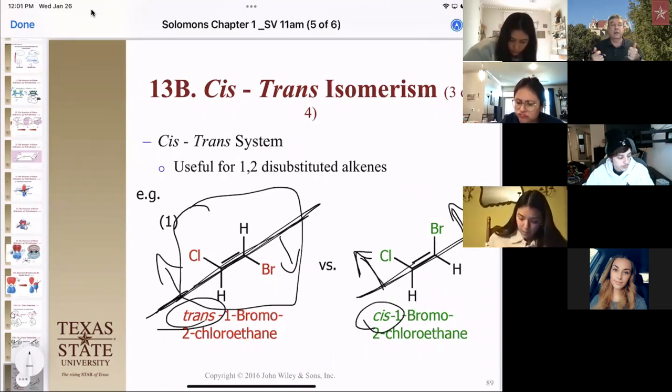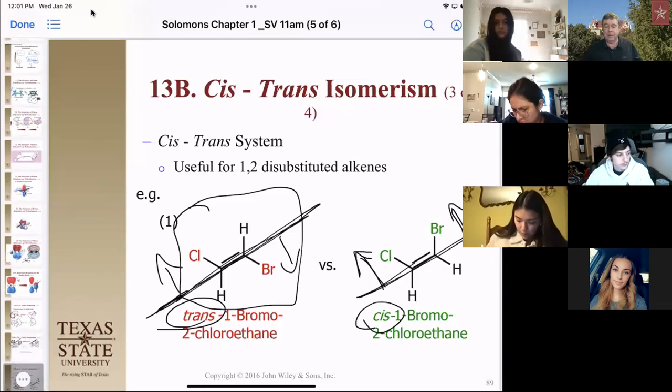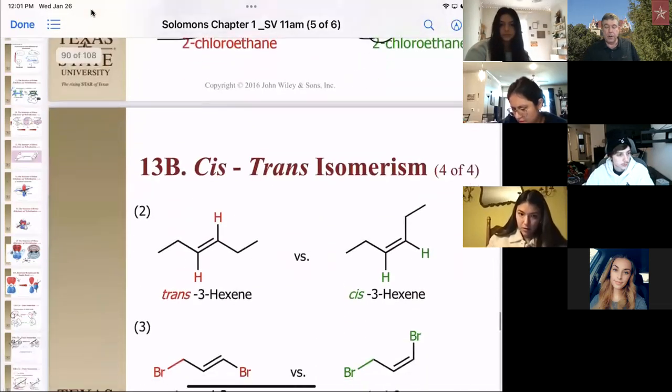Does that not change the polarity or the electronegativity at all? It does not change electronegativity because that's the individual atoms. It does change the polarity. And we will talk about that. All right, so we can see that.